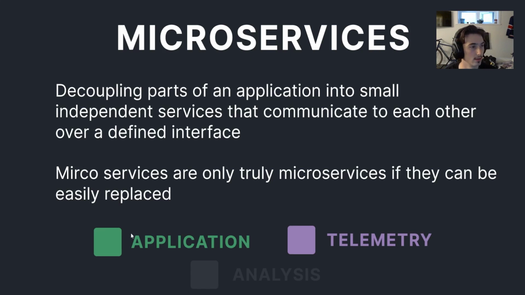But the application is the server and the front end, or the server and the client in the code base. Those two things are coupled because without the server, you cannot render anything on the front end. So it's pretty important to have the server. And then for the telemetry, it can just be swapped in and out, and analysis can be swapped in and out for any other engine. So that's what makes them microservices.